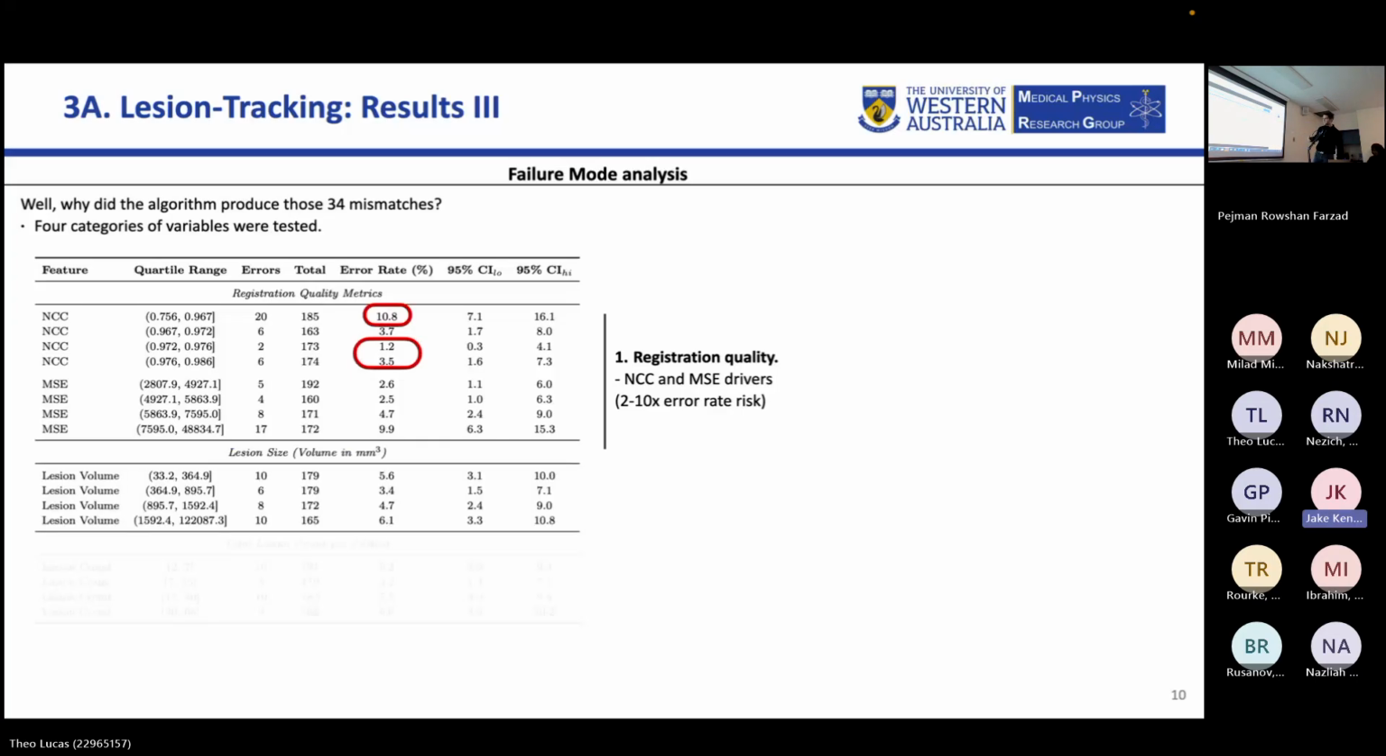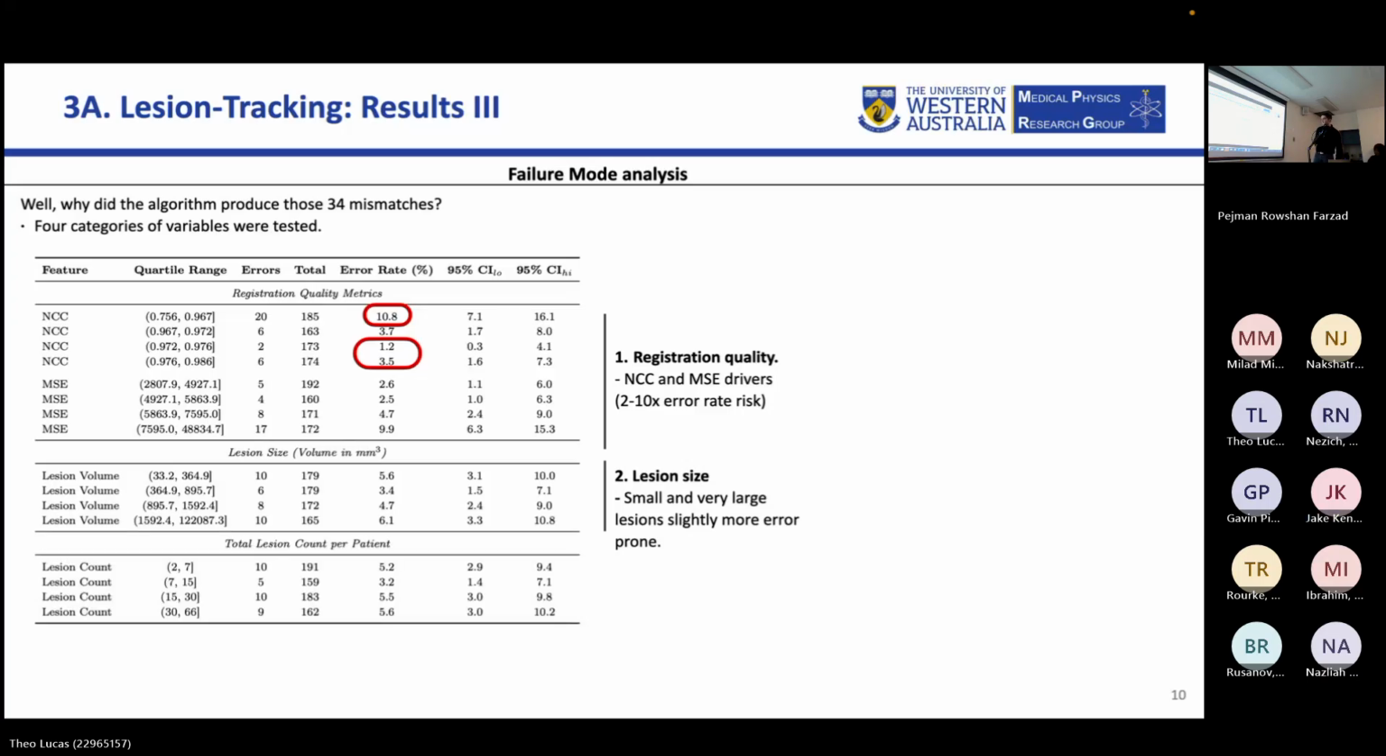Again, the same idea was done, but asking about lesion size. So did smaller lesions have a greater likelihood of being mismatched? And this can be expected because of registration misalignments. And what was found was that there were no real significant differences between the error rate groups. I didn't include the statistical test for this, but I compared them with the Mann-Whitney U-test. And yeah, so there was no significant difference.